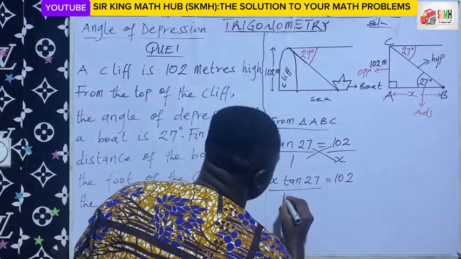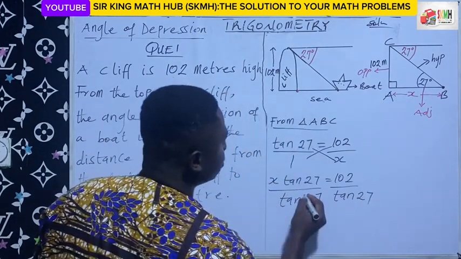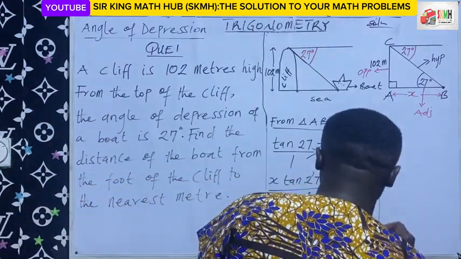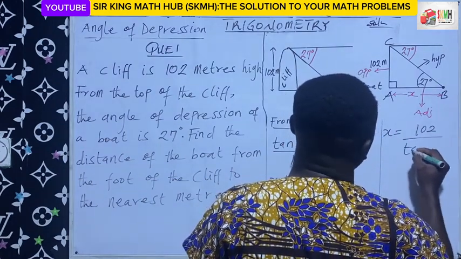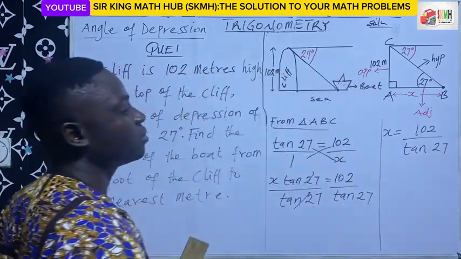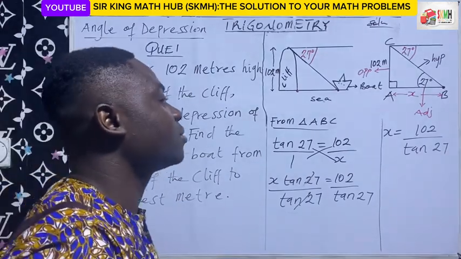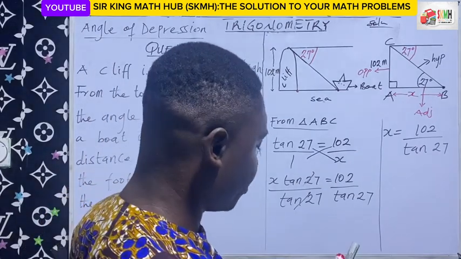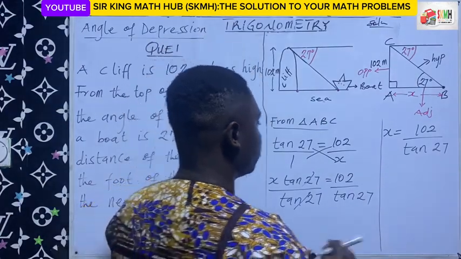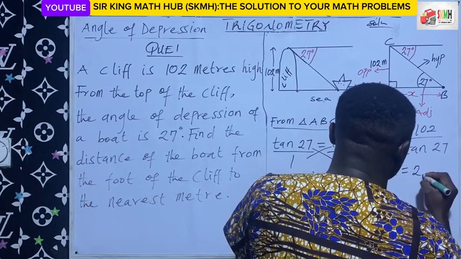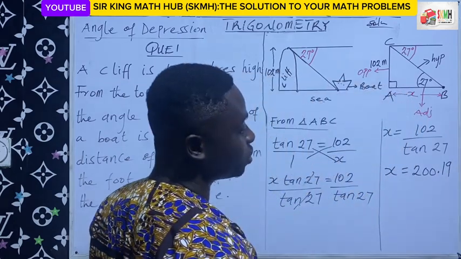We are looking for x, so we can divide both sides by tan 27. Tan 27 will cancel out, leaving x equal to 102 divided by tan 27. The rest is calculator work. So from our calculator, what is 102 divided by tan 27? I'm having 200.19, that is to 2 decimal places.